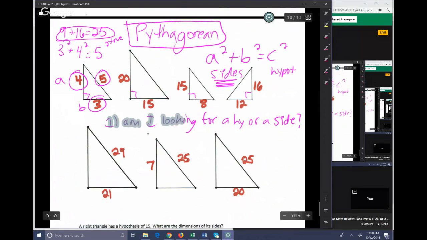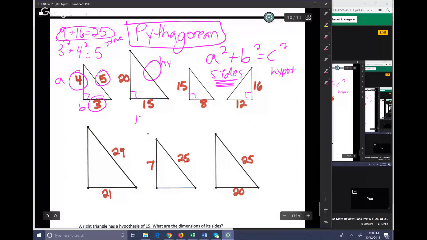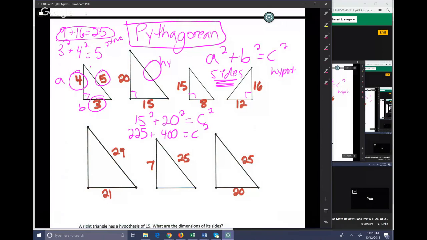So you've got 20 and 15, and I'm going to ask myself, is it the side I'm looking for or the hypotenuse? It is the hypotenuse that is missing. So that means the two pieces that I have are on the same side of the equal sign together. We're going to square each of them and add them together. And that's going to give me c squared, which is the missing side. So 15 times 15 is 225. And then 20 times 20 is 400. So if I add up 225 and 400, that's going to be equivalent to c when it is squared.